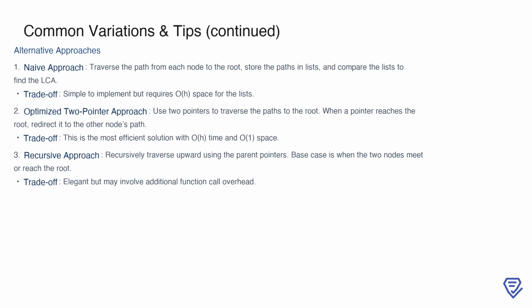Another option is the recursive approach, which involves recursively traversing upward using the parent pointers. While this approach is elegant and intuitive, it can come with additional function call overhead. Each method has its merits, but the two-pointer approach is generally preferred for its efficiency and simplicity.